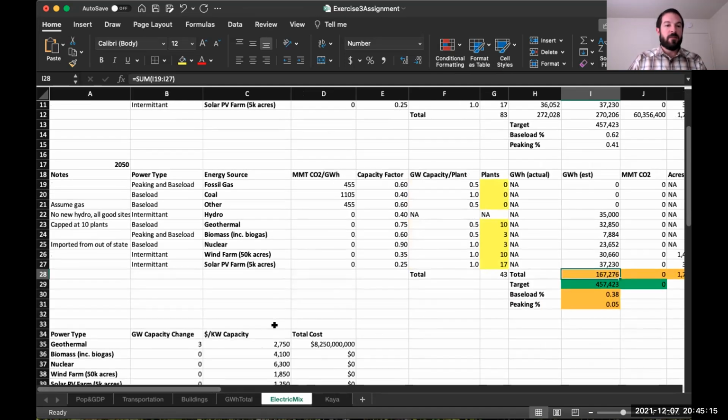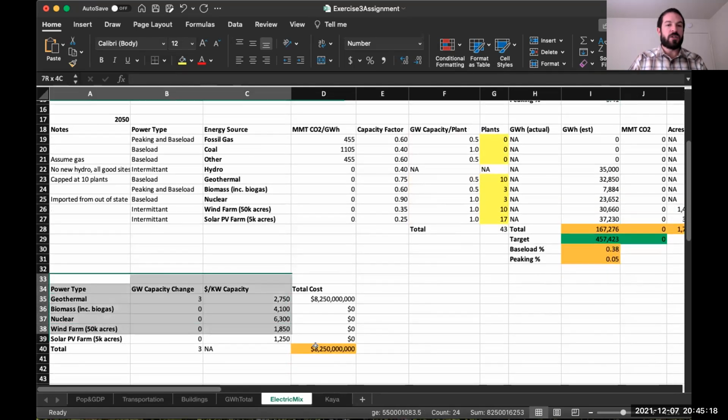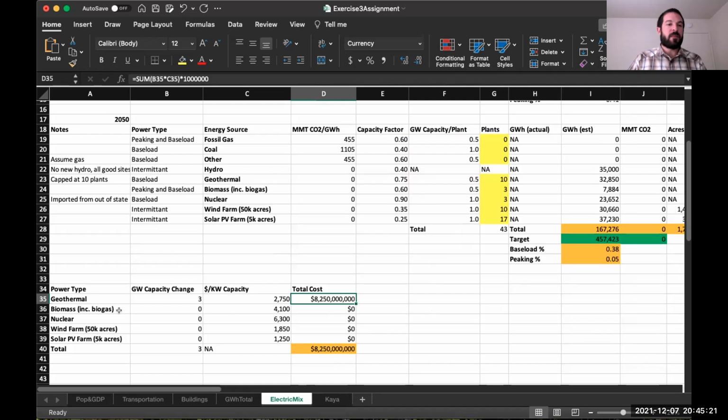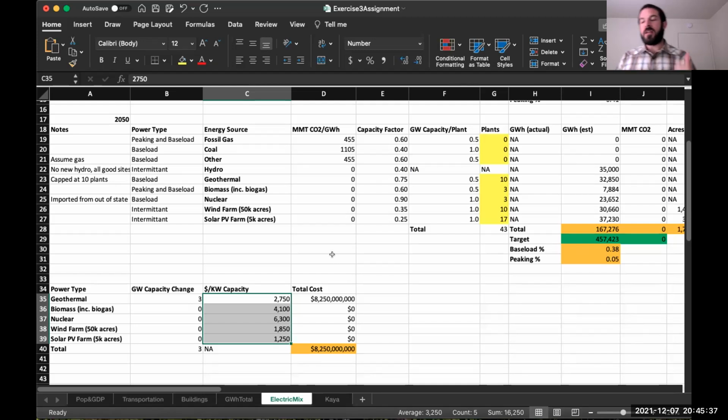And then down here in the cost part of the sheet, we can see that geothermal plant capacity change is now 3. We've added 3 gigawatt hours of geothermal capacity. These costs are derived from the EIA, from their capital costs of construction. So this is just what it costs to build the facility, not what it costs to buy or lease the land, not what the fuel costs, if it's nuclear or anything like that. This is just, I want to build this facility. How much does it cost to build it, given the size of the facility?